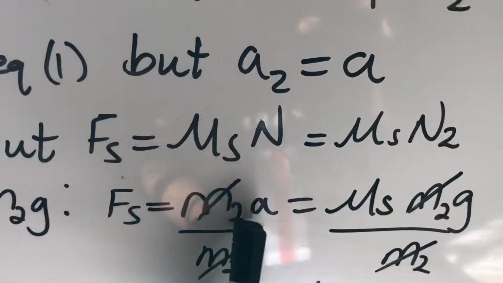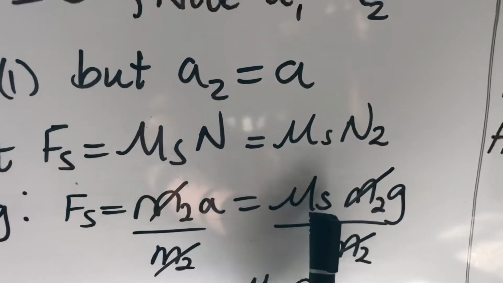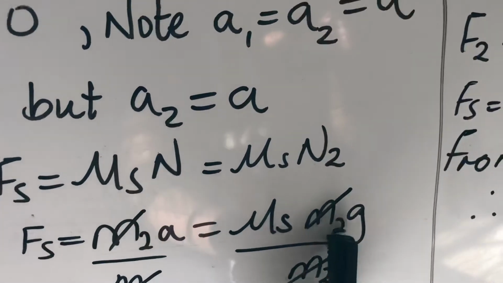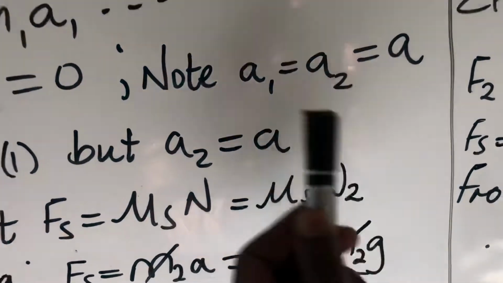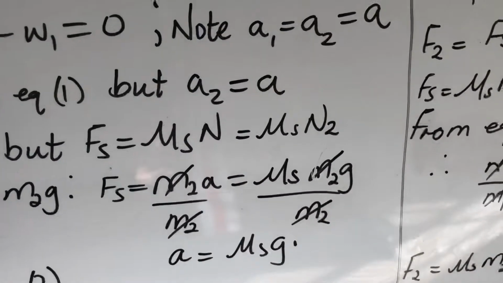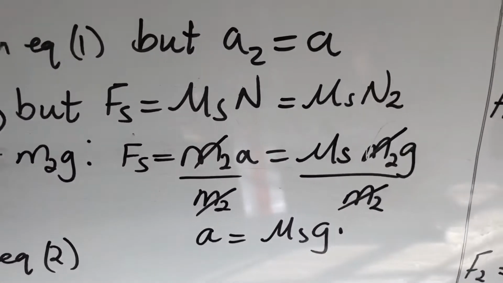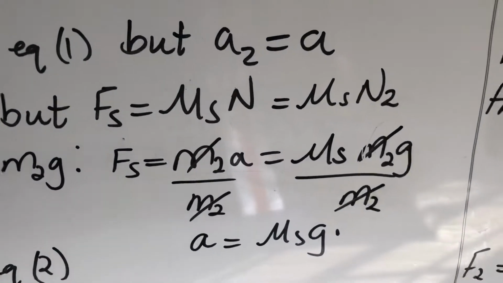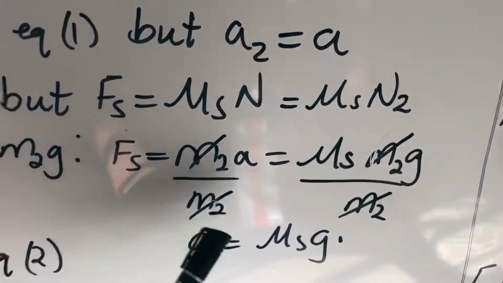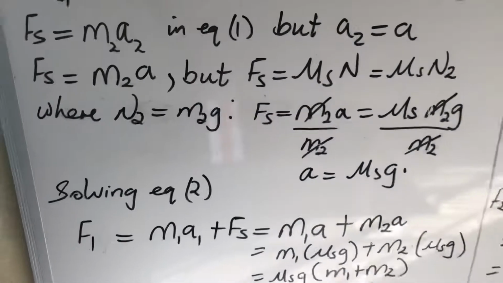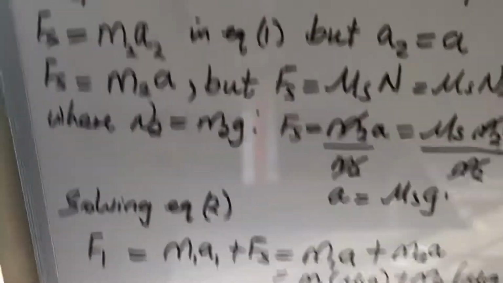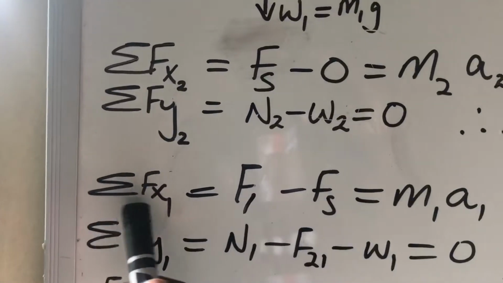Fs is equal to m2a, which is equal to mu s m2g. Remember, this m2g is the value of N2. So if you do that now, you can make a the subject of the formula. You have to divide both sides by m2. So if you divide both sides by m2, your a is going to be equal to mu s g, like this. Now we are solving equation 2. This is our equation 2.